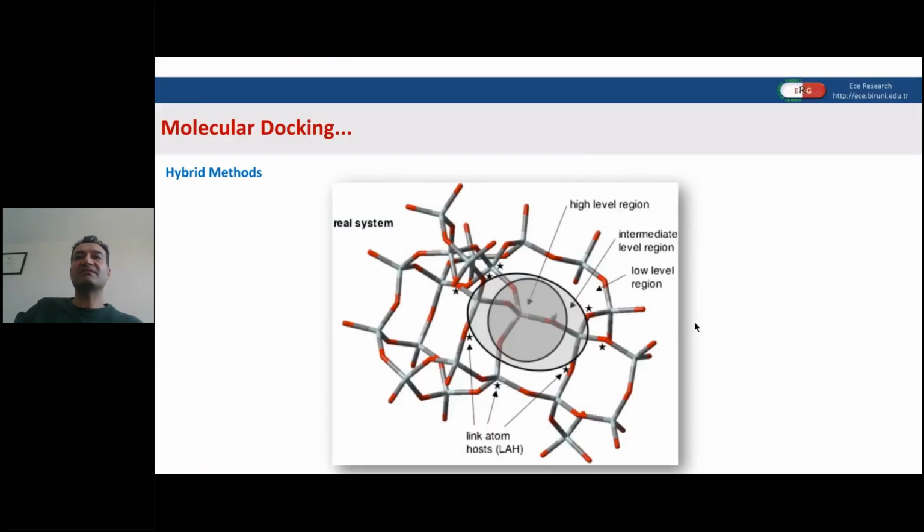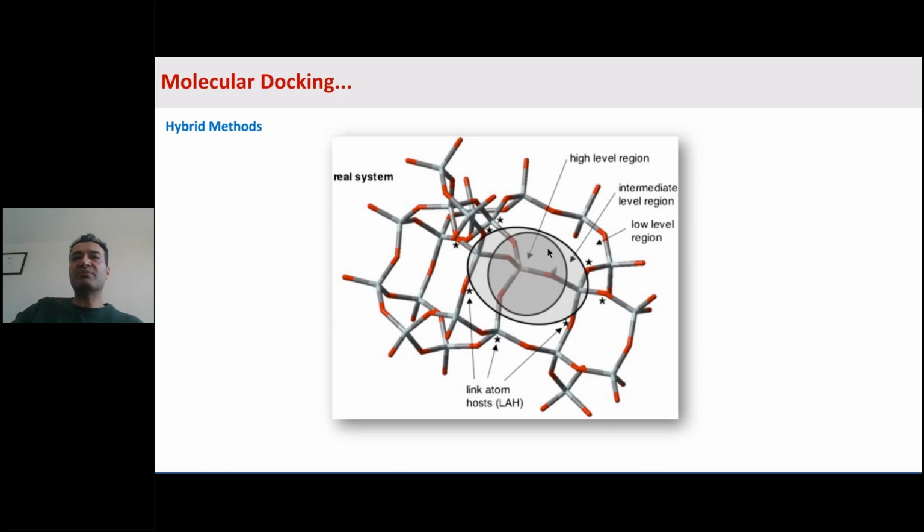Sometimes hybrid methods can be used. For the inner part of the binding site amino acids, the high-level basis sets are used here. The nearby atoms are treated with low intermediate level basis sets, but the rest of the macromolecule can be treated with the molecular mechanics system here. There are a number of papers published, but unfortunately the success rates are not so good. So simple molecular docking is simply better.